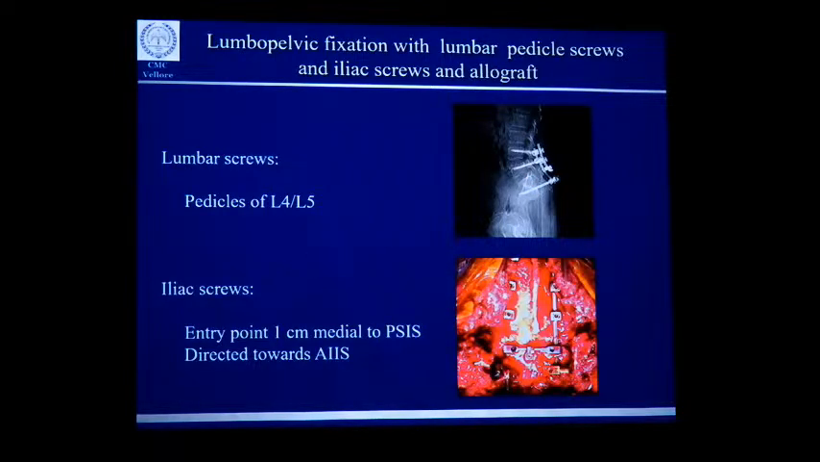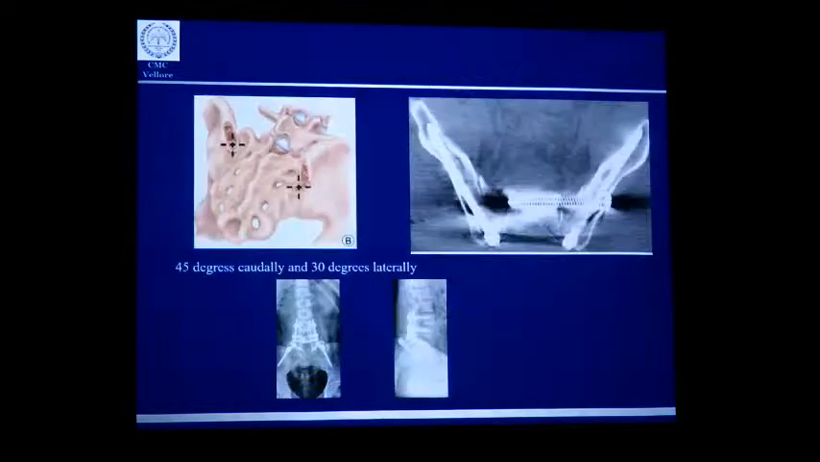As you can see, for the iliac screws, the entry point is 1 or 2 centimeters medial to the posterior superior iliac spine, and it is directed 30 to 45 degrees caudally and laterally towards the anterior inferior iliac spine. And these screws can be really long screws, almost 6.5 to 7 millimeters, larger screws which can carry the weight of the spine.